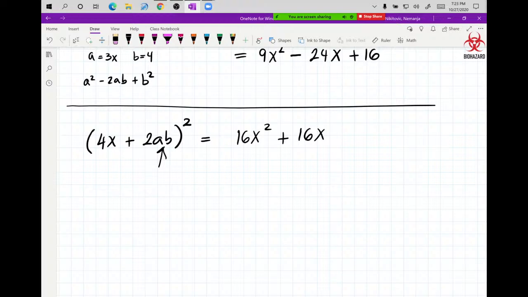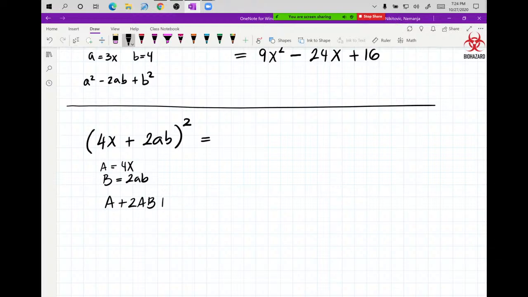Let's do this. I'm going to use capital A and B now because A and B are used in the problem. I like the start over here. That's correct, and then it kind of went a little bit downhill there, but we'll fix it. Not a big deal. So my capital A now is 4x and capital B is 2AB. And the formula will be A squared plus 2AB plus B squared.